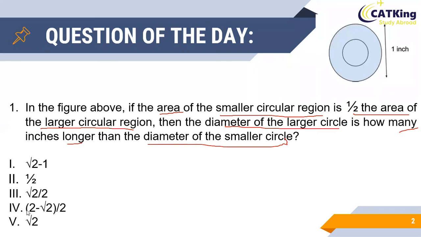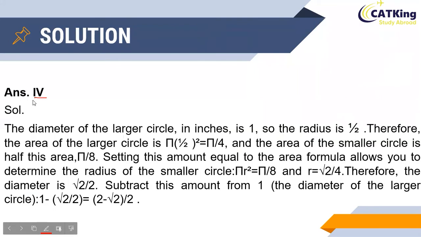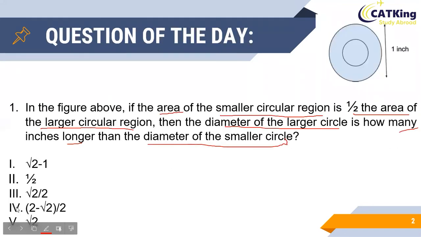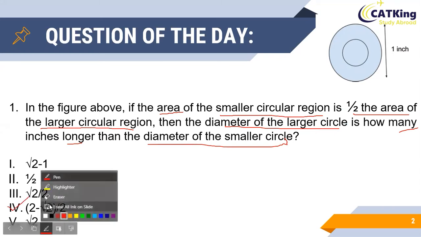Before we move on to the detailed solution, let us take a quick glance at the correct answer. As you can see, the correct answer is option 4. That is, the difference is equal to (2 minus root 2) divided by 2. Now let us see how we arrived at this particular answer.